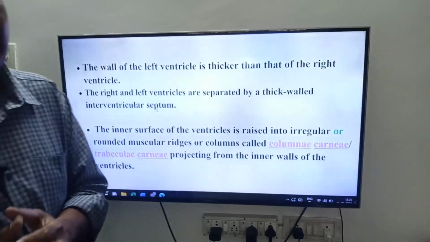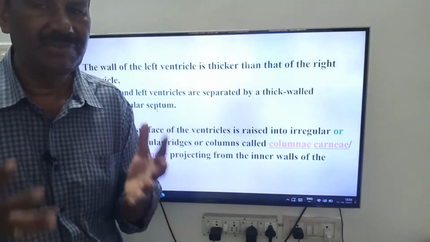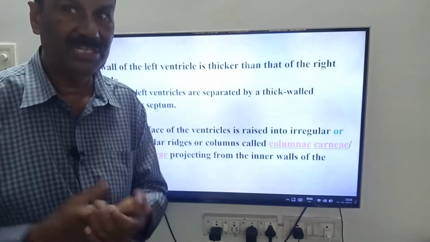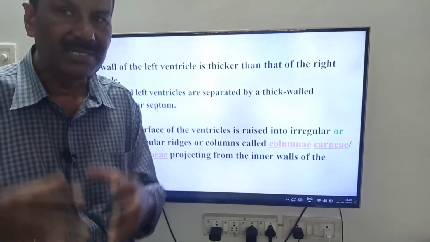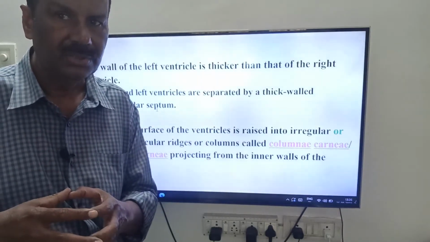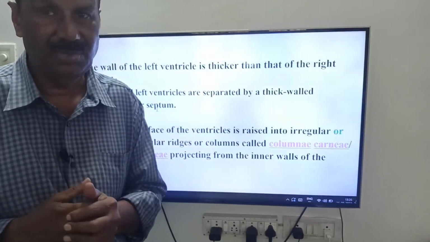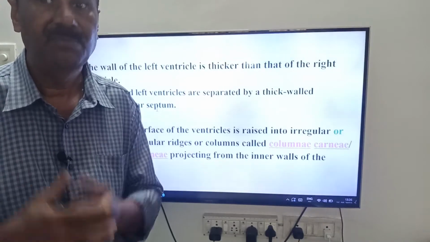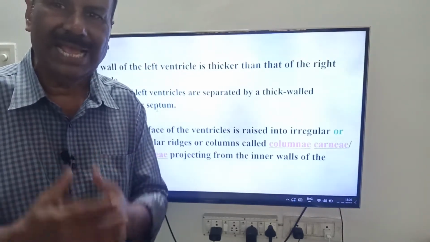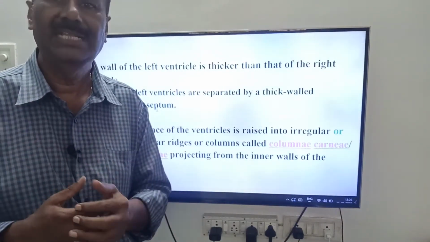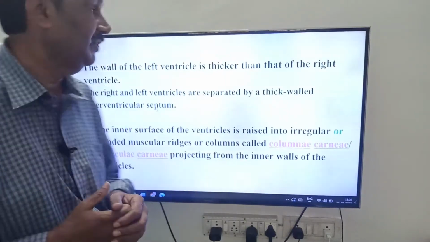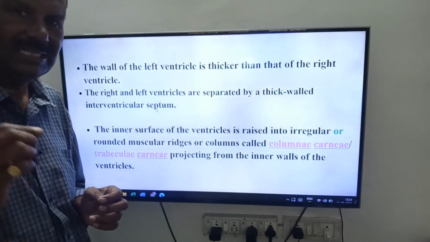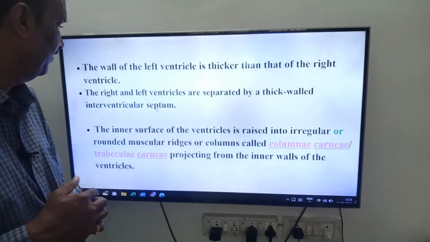Why, friends? And why does the left ventricle have thicker walls? You know, friends, the left ventricle is pumping blood to various body parts. That is pure blood. Because of that, it has to pump blood to distant parts of the body, from our head to toe, friends. So for that it needs more muscles. Because of that, it has thicker walls than the right ventricle. See friends, the wall of the left ventricle is thicker than that of the right ventricle.